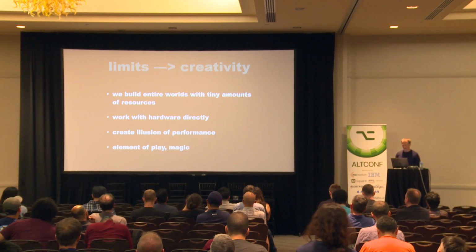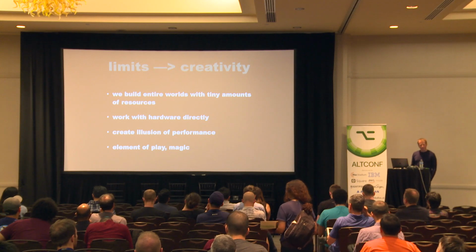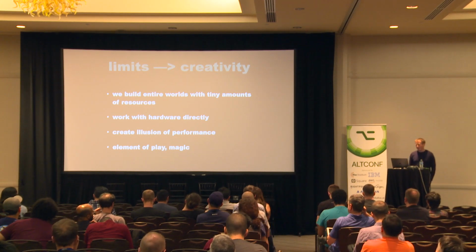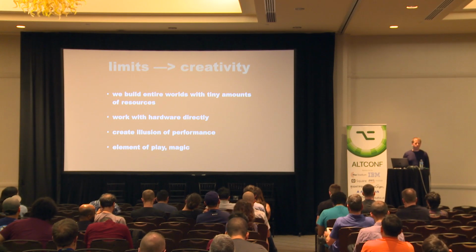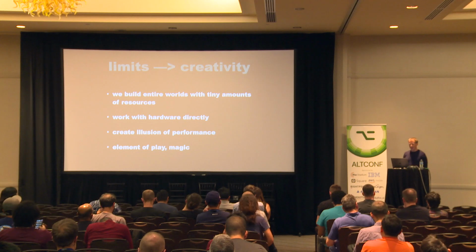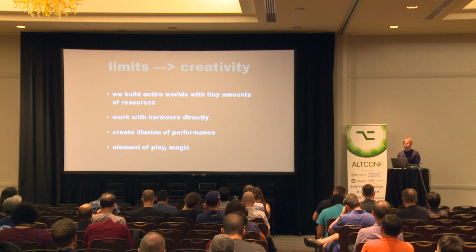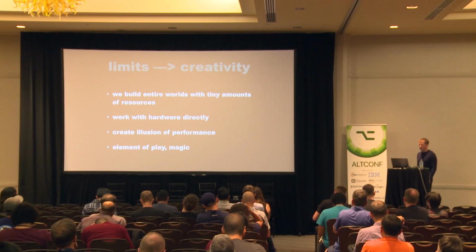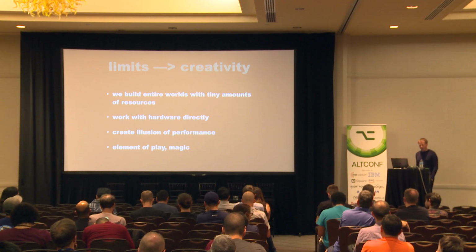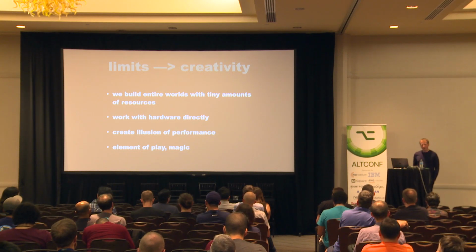Which brings us to mobile developers. Very broadly, one of the basic things about developing for mobile apps is that we have all these limitations. We don't have as powerful computers, as powerful GPUs, or as much RAM as everybody else. But I think in many ways, these limits make us more creative. We build entire worlds with tiny amounts of resources, right? We work with hardware directly, oftentimes going right down to the machine level. And so we can combine these tricks together to create the illusion of performance.